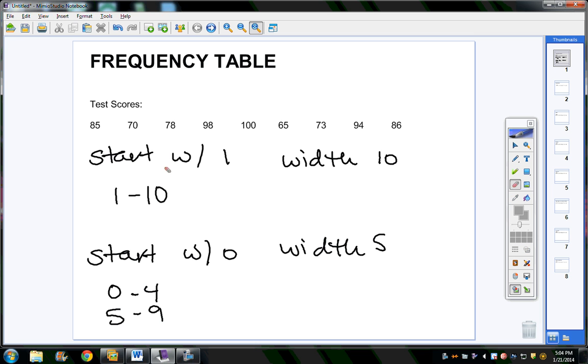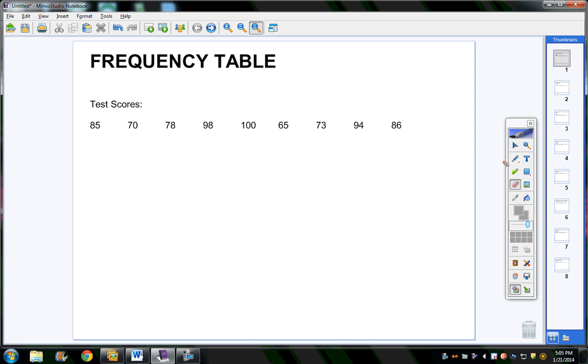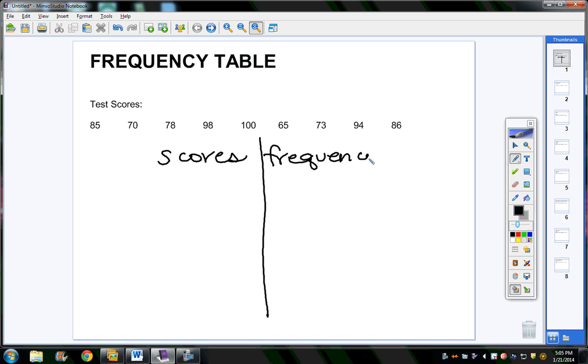For this particular example, I think doing intervals of 10 is most appropriate. So we are going to start with 1, and we're going to do a width of 10. So this is going to be scores. And you want to make sure you label your columns. And then this is frequency. Frequency is just the number of times that something happens or that it occurs.